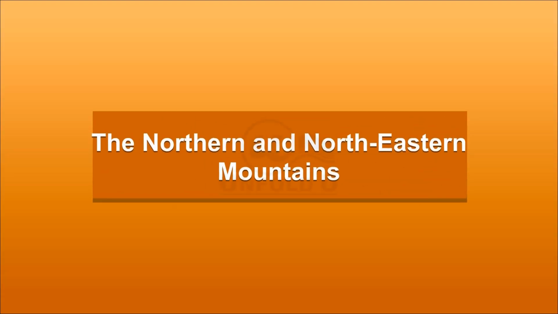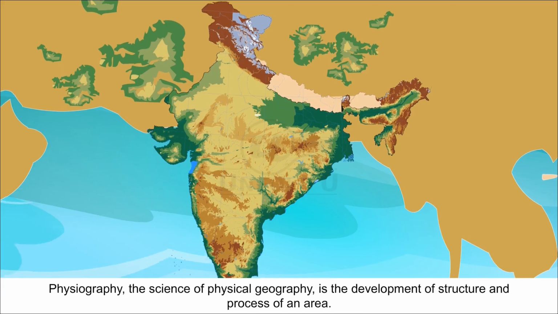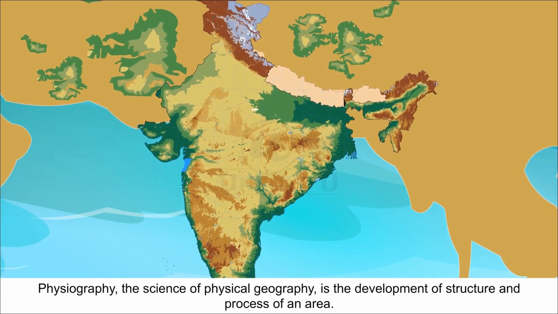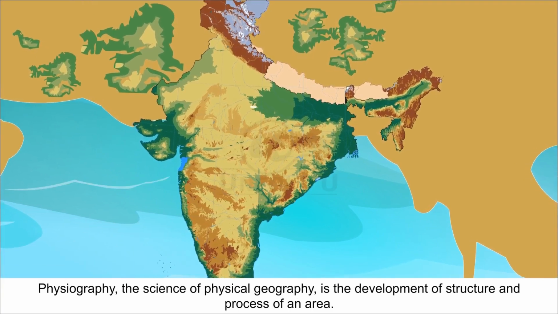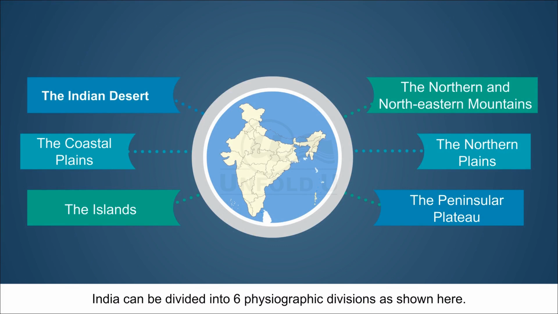The northern and northeastern mountains. Physiography, the science of physical geography, is the development of structure and process of an area. India can be divided into 6 physiographic divisions as shown here. Let us know each of them in detail.